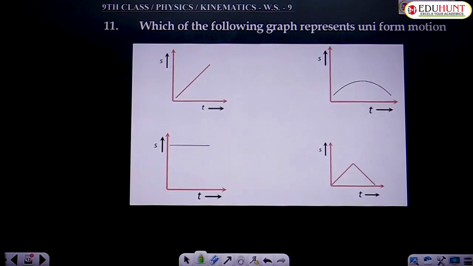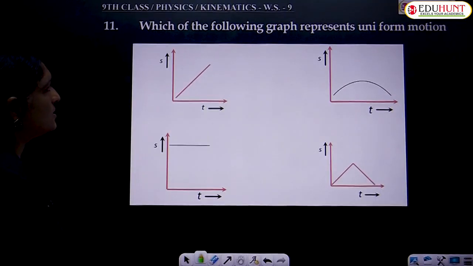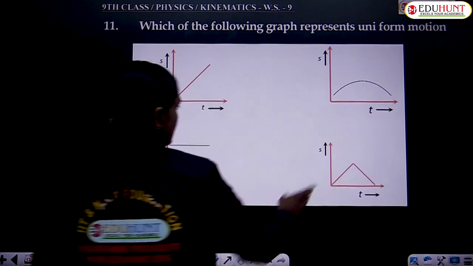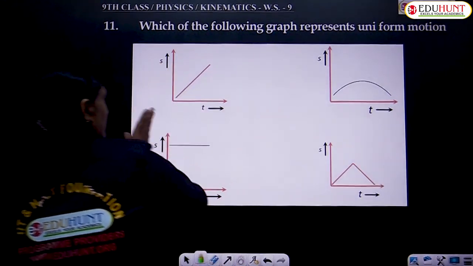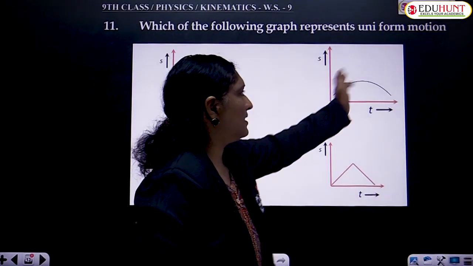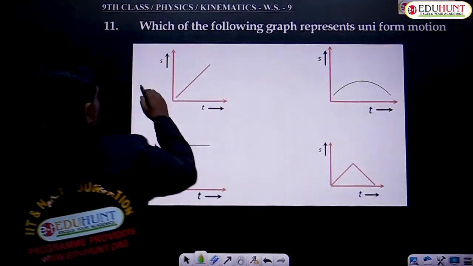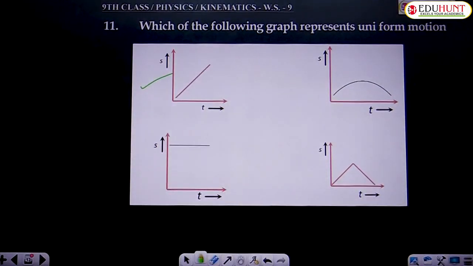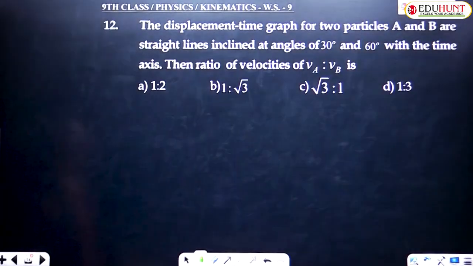Next, which of the following graphs represents uniform motion? Yes, children, here the body is stationary. Here it first increases and decreases. Here it moves with constant speed, and here again acceleration and deceleration. So the only option is the first option. The first graph indicates the uniform motion.